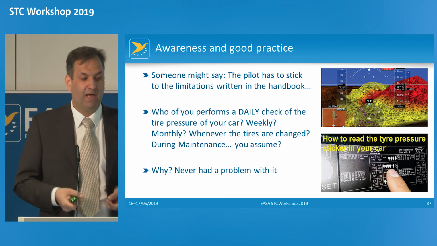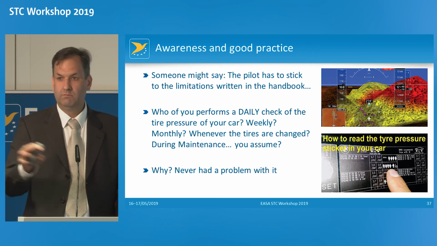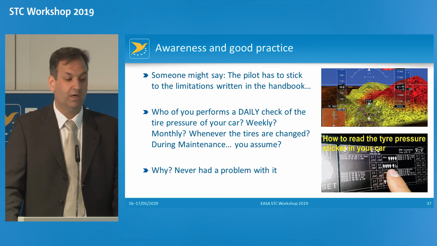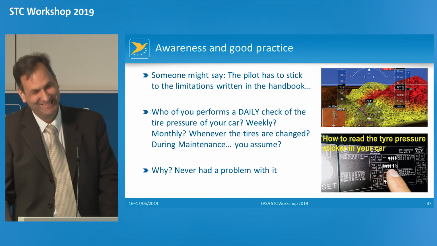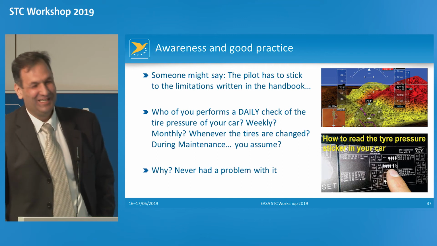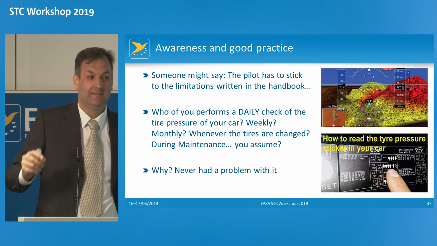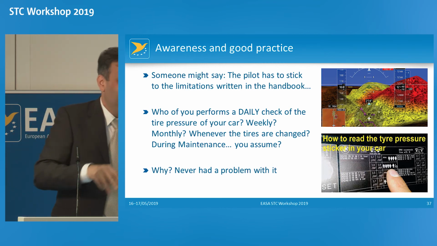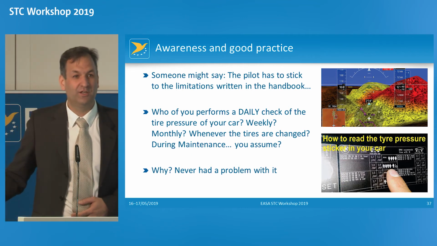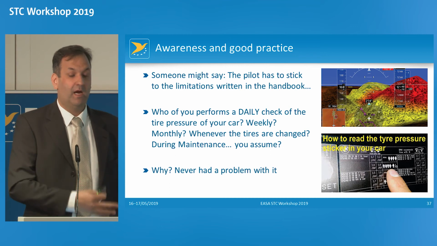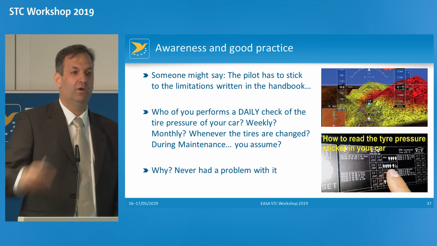Okay, someone might say the pilot has to stick to the limitations written in the handbook. Yeah, sure, of course, no violations, they're all perfect. Who of you, driving a car, performs a daily check of the tire pressure of your car? Hands up. Who? Yeah, one. Okay, even one. It's an automated system for situational awareness. Okay. Who weekly? Hands up. Good. Whenever the tires are changed? Yeah, it's the same with me. During maintenance, you assume that when you go to the garage they check the tire pressure. Secret, they don't. It's not on their checklist. So why don't you check the tire pressure, which is essential for the safety of driving a car, daily? Because you never had a problem with it, or you have an automated system.